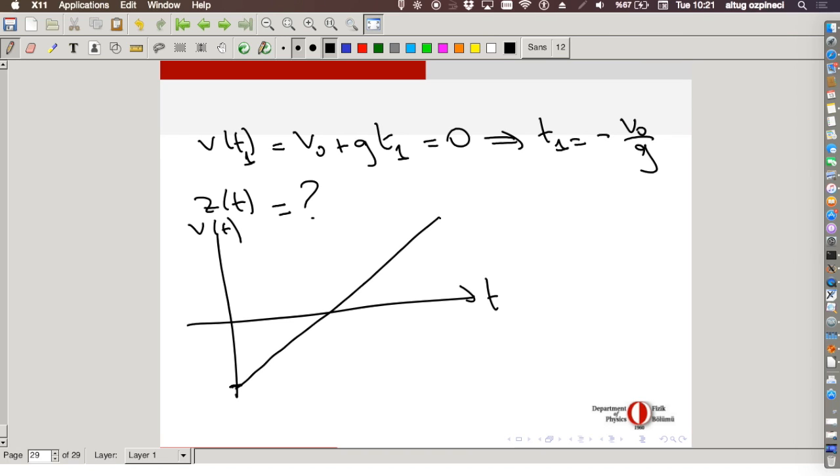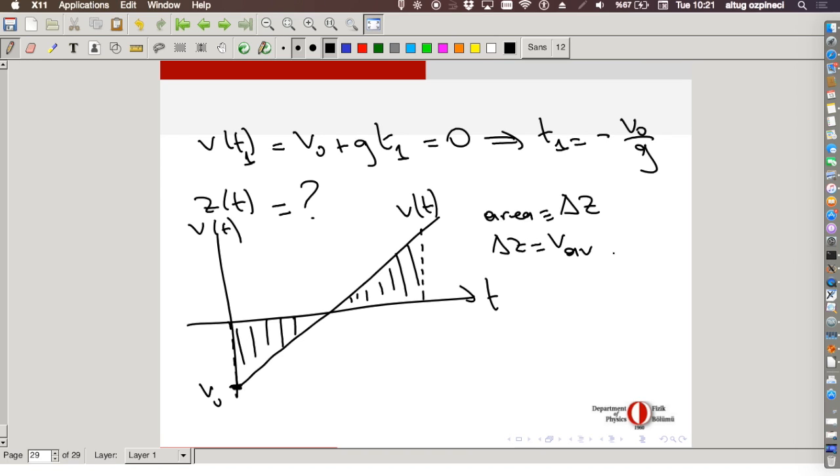So we can calculate the area between this, the total area. What is this total area? No, I mean in the general case. Let's say this is our V0, this is V of t. So the area is equal to the change in the position, the average velocity times delta t.